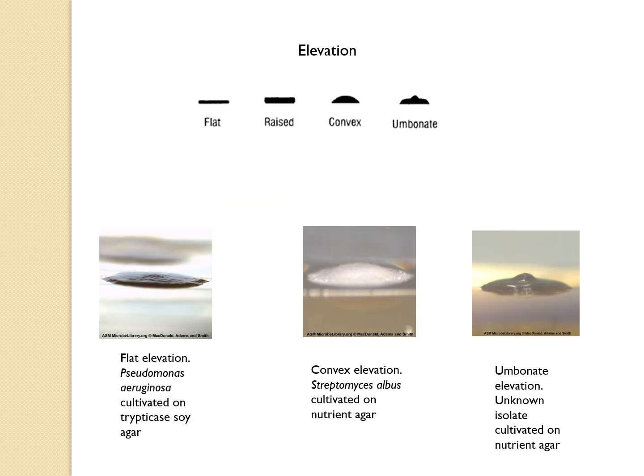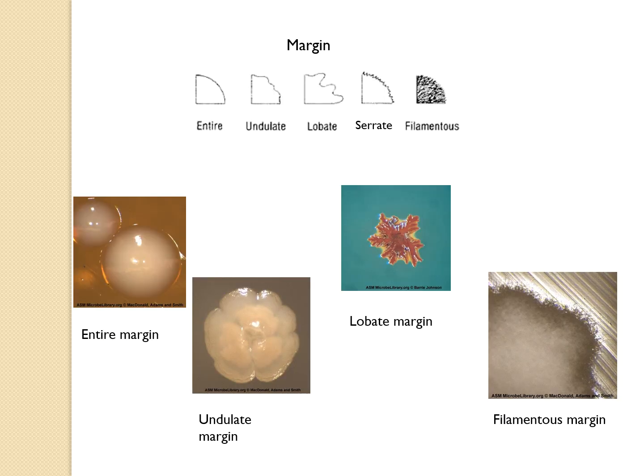Here's some pictures of elevations, flat elevation, so when you look at it from the side, and a convex elevation, you've got that rounded dome shape, and then umbonate, where you've got that little bump in the middle of a dome. Here's some pictures of the margins. The entire margin is nice and smooth all the way around, undulate, lobate, and filamentous.